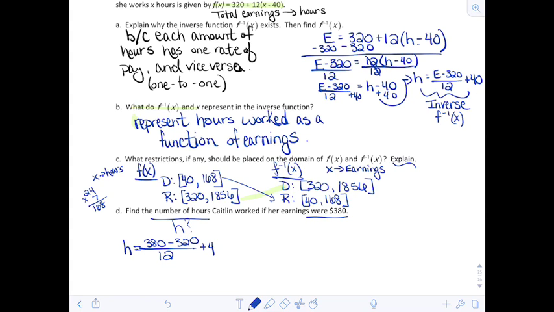So 380 minus 320 gives me 60. Oh, that's a 60, sorry. So 60 divided by 12 plus 40. 60 divided by 12 is 5, plus 40. So she would have to work 45 hours if her earnings were $380.